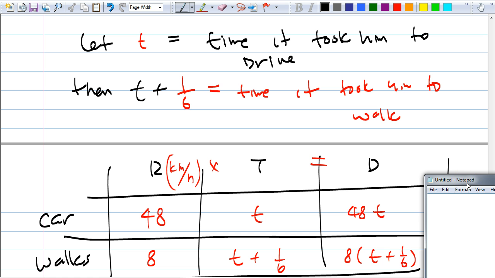Now here comes the part where people seem to get confused. But if you think about this, what do you know about a round trip? The distance they're going to the place is the same as the distance coming back. Now knowing this, and looking at the distance column of this chart, Michael, can you give me the equation? Since it's a round trip, what's the equation? 48T equals 8 parentheses T plus 1/6.